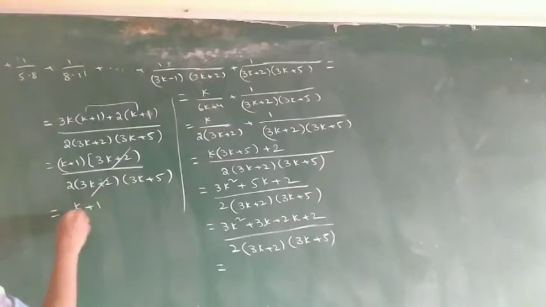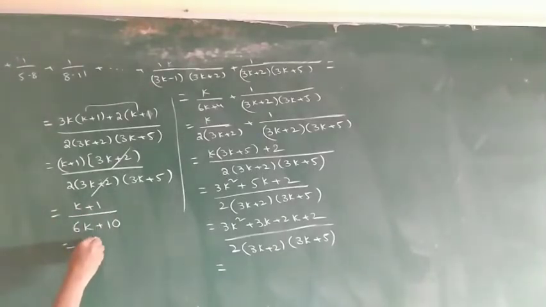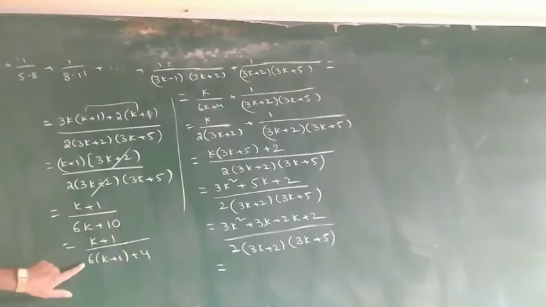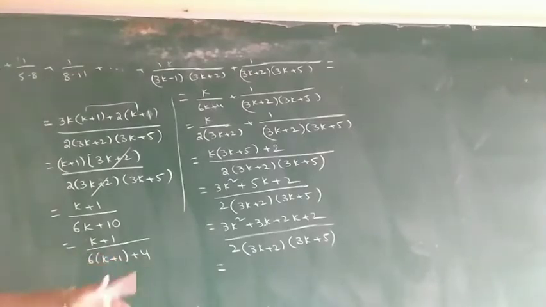So k plus 1 by 2 into 3k plus 5, that is 6k plus 10. So this is equal to k plus 1 by 6 into k plus 1 plus 4. So 6 into k is 6k, 6 into 1 is 6, plus 4 is 10. So what is the answer? What is the RHS of the given problem? n by 6n plus 4. n means k plus 1, so k plus 1 by 6 into k plus 1 plus 4.